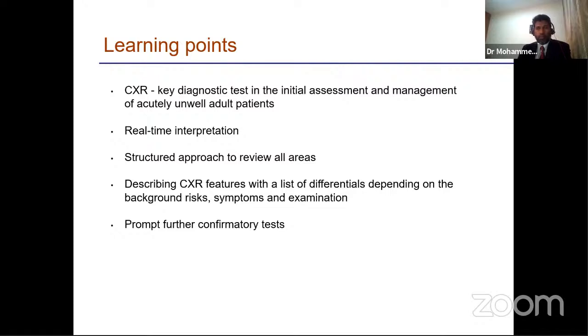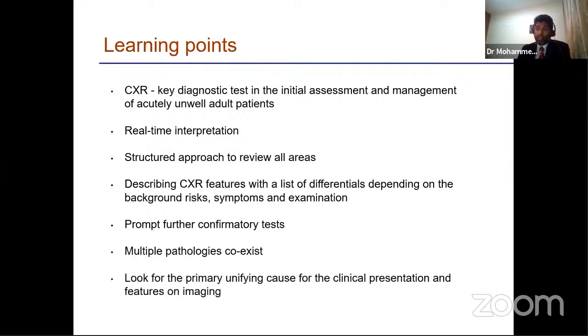And sometimes we feel obliged to come up with a diagnosis when we are asked to look at a chest X-ray. My advice would be to start describing the features, make a list of differentials, go through the background risk factors, symptoms, and clinical examination. And this also tells us the importance of prompting further confirmatory tests. And we sometimes have to look at the primary unifying cause for this complex clinical presentation.